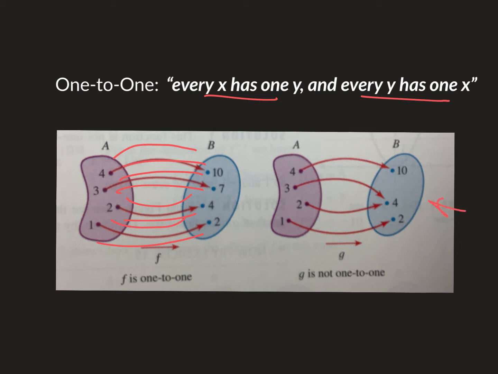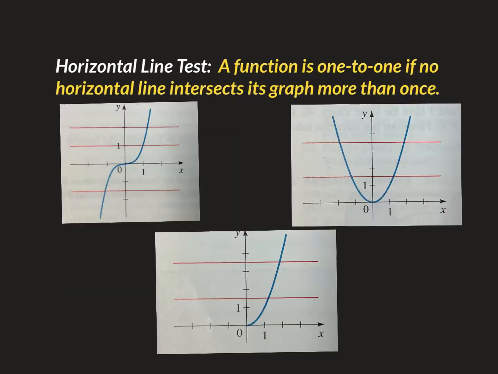This is a function, by the way, because every x, if you look at everything in here, is going to one place over here. But if you start to go the other way, 4 would be going to 2 different places. So if it's one-to-one, every x has one y, and every y corresponds to one x.